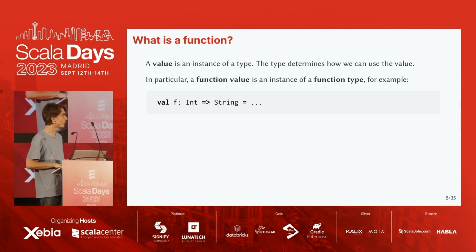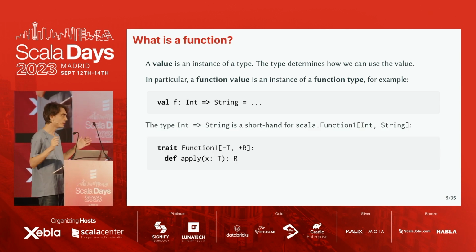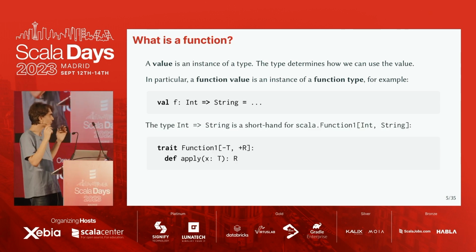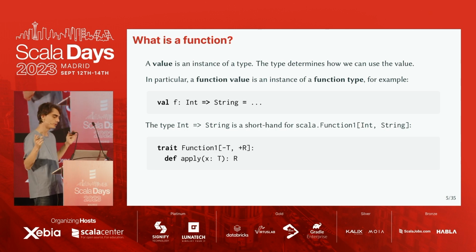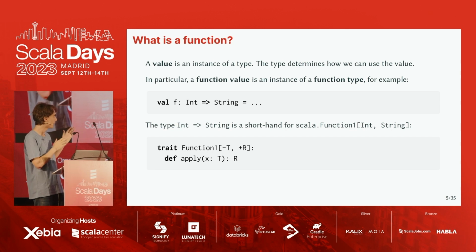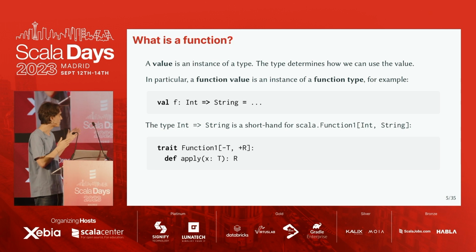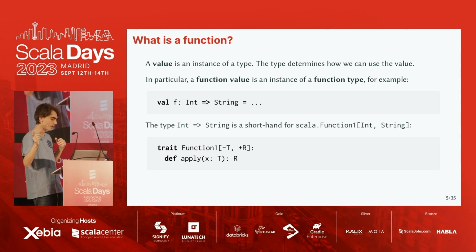But Int => String itself is not actually magic. It is equivalent to Function1[Int, String], where Function1 is defined as a trait that has a single abstract method apply that takes the first type parameter of Function1 and returns a value of the second type parameter of Function1.